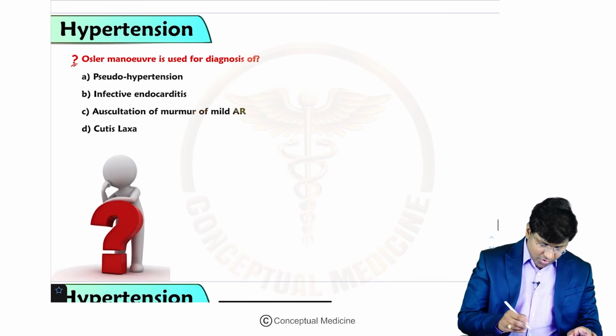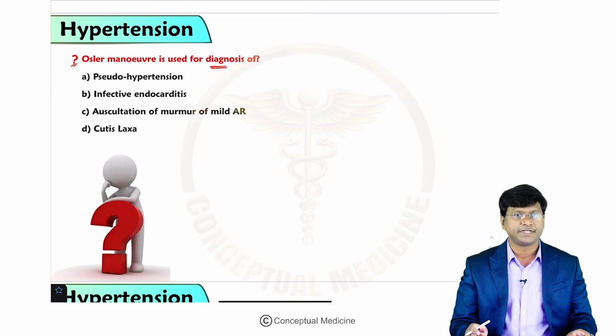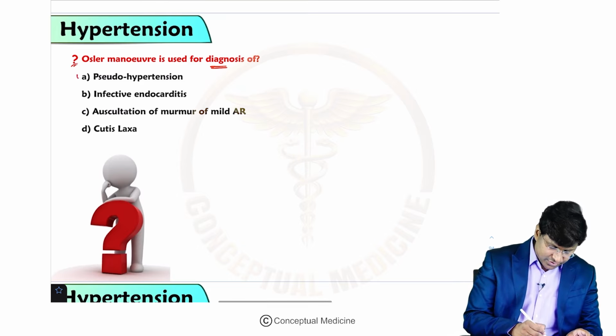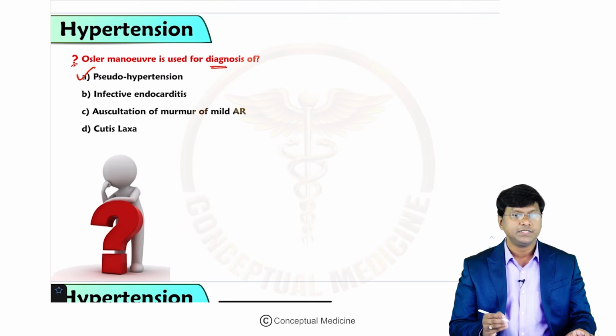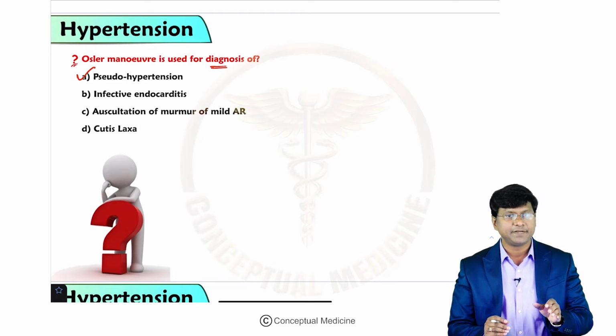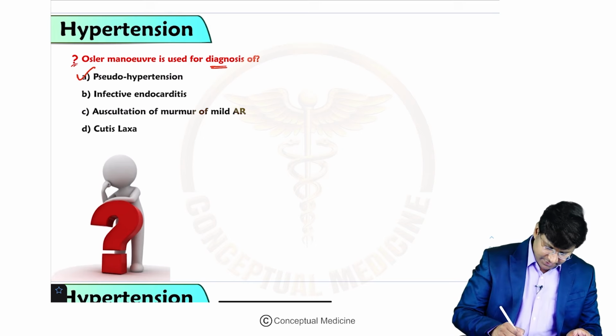Next question is, Osler's maneuver is used for the diagnosis of pseudohypertension, infective endocarditis, auscultation of murmur of mild aortic regurgitation, cutis laxa. Osler's maneuver is used for the diagnosis of pseudohypertension. Now, what is this Osler's maneuver? Why do we need to do this? See, blood pressure may be falsely elevated in geriatric patients, right?